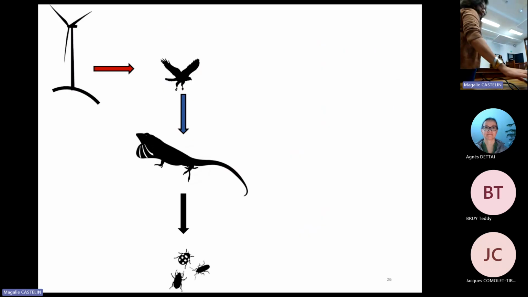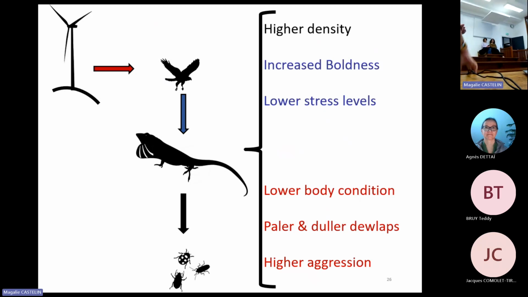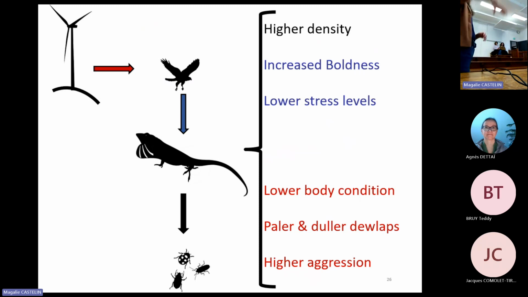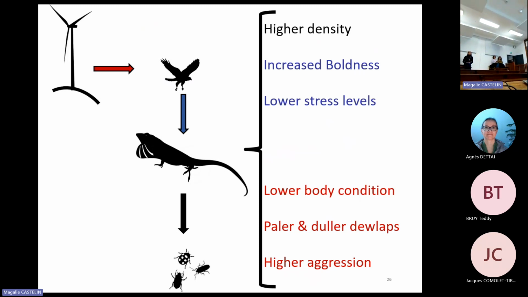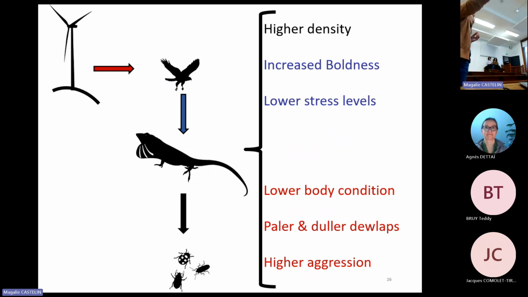So where does this take us? Right? What the wind turbine has done is remove the apex predator as a main player in the food chain. And that changed the whole suite of things for the lizard. Right? It increased density, that's our numerical effect. It increased boldness, lowered stress levels, lowered body condition, created males with dewlaps that were paler and duller, and they were more aggressive. Now, this whole suite of phenotypic traits, we had to sit and think about now, is predators or the absence of predators, can it really explain all of this?